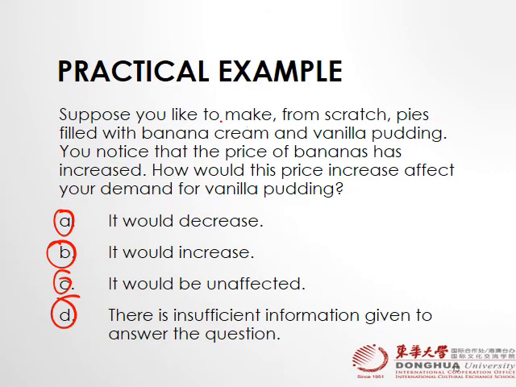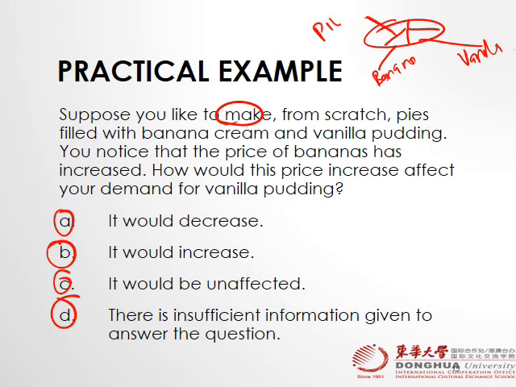Suppose you like to make from scratch pies filled with banana cream and vanilla. So you are making pies, right? So you are making pies filled with banana cream and vanilla, and you want to make pie, right? So the question says the price of banana increases. How would this price increase affect your demand for vanilla pudding?